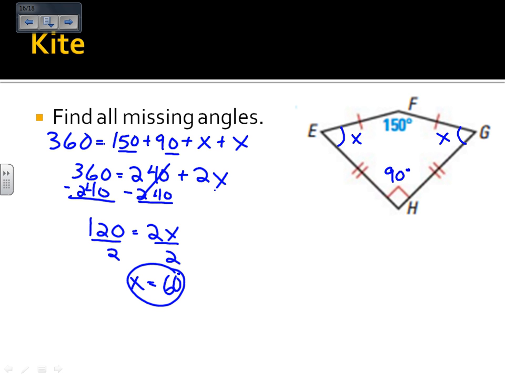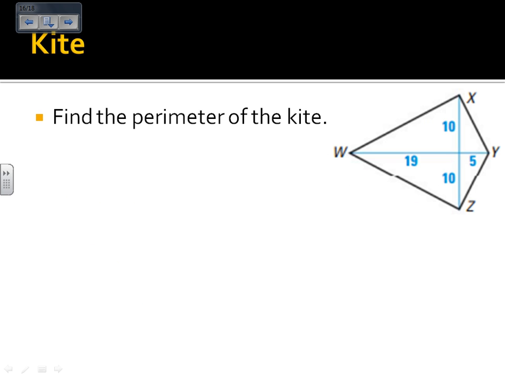Any questions on how I did that? Remember, how many degrees total for any quadrilateral? 360. That's going to be very helpful. Questions, comments, concerns? All right, the last problem for today, and then I want to talk about your quizzes.